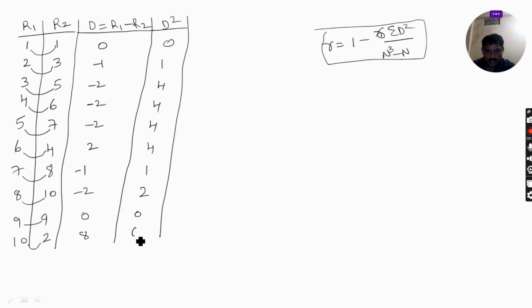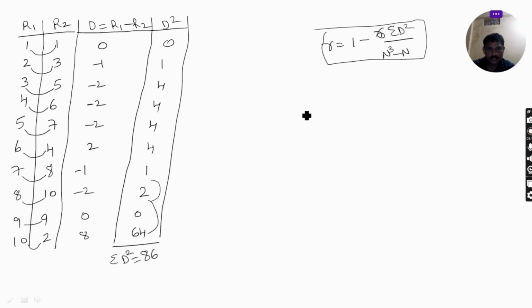8 square means 8 into 8, which is nothing but 64. So once you get these values, we have to do the total of them. What is the meaning of summation d square? Total of d square values. Do the addition now. 64 plus 2, 66. 66 plus 1, 67. So all this you have to do. Total I'm getting as 86.